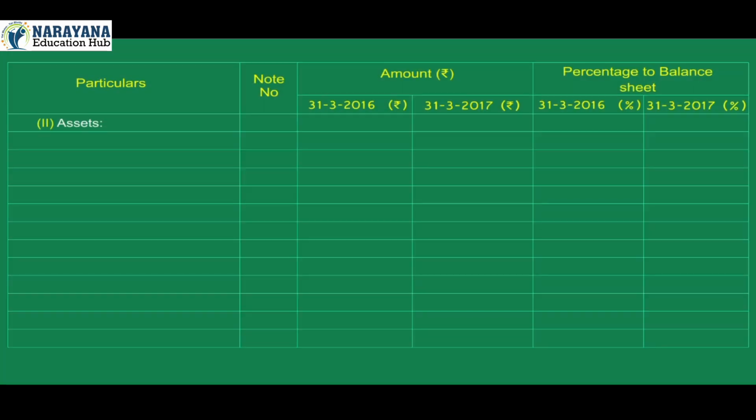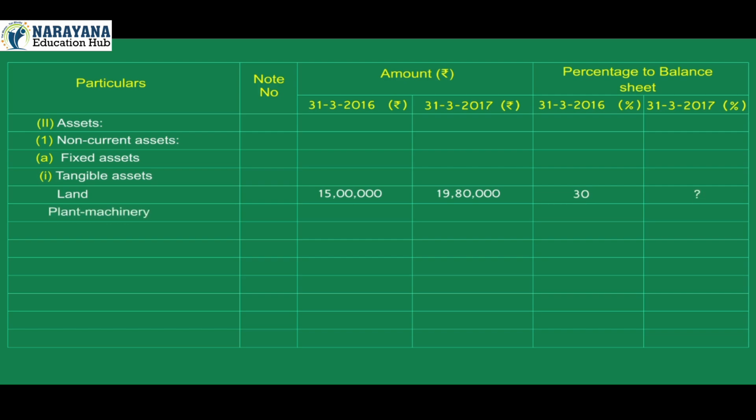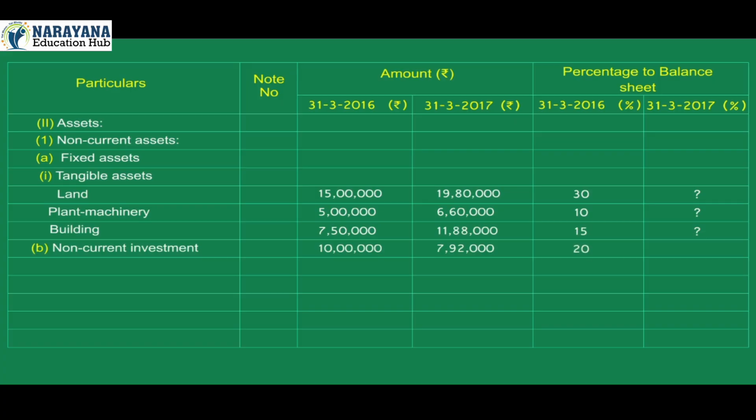Number 2. Assets. 1. Non-current assets. A. Fixed assets. 1. Tangible assets. Land 15 lakh, 19 lakh 80,000, 30%. Question mark. Plant machinery 5 lakh, 6 lakh 60,000, 10%. Question mark. Building 7 lakh 50,000, 11 lakh 88,000, 15%. Question mark. B. Non-current investment 10 lakh, 7 lakh 92,000, 20%.